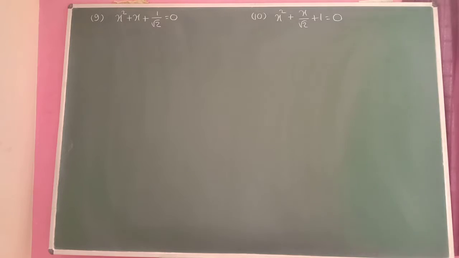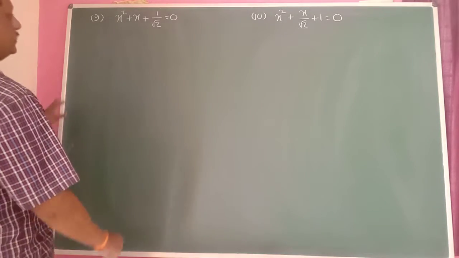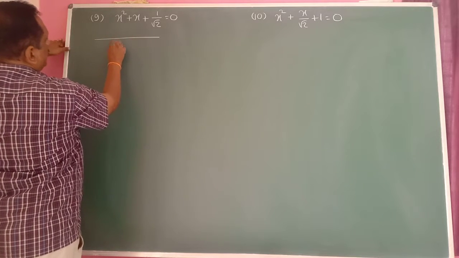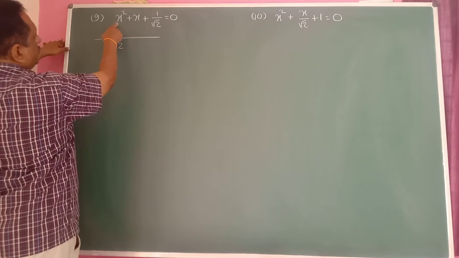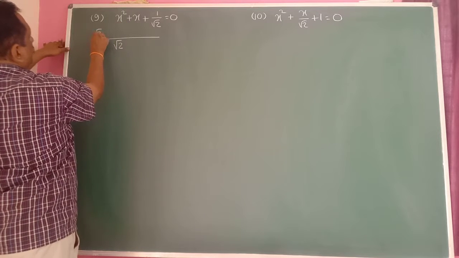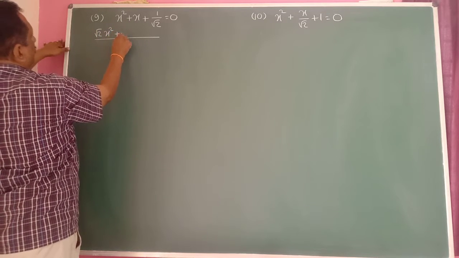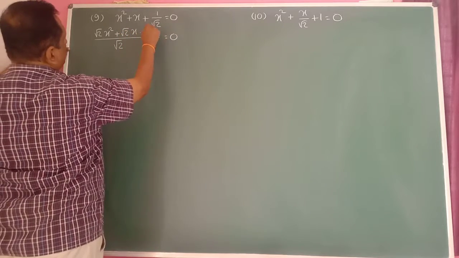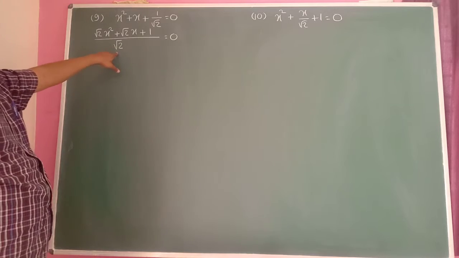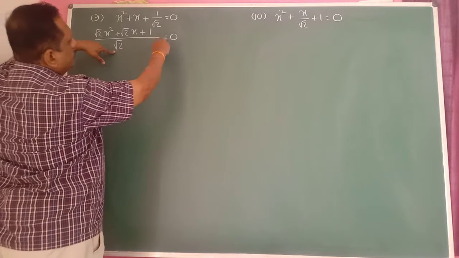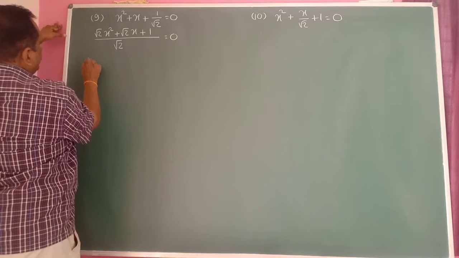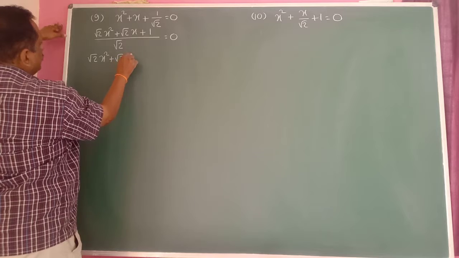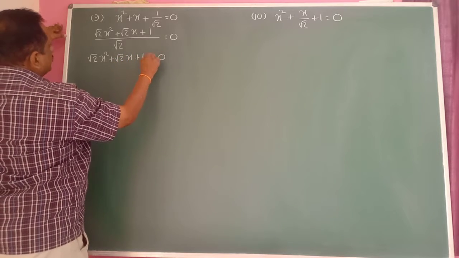So x square plus x plus 1 by root 2 is there. First take the LCM here. So LCM is root of 2. Multiply root 2 here as well as here. So root 2 into x square plus root 2 into x plus 1 is equal to 0. Take this root 2, that's it. Root 2 into 0 becomes 0. Hence root 2 x square plus root 2 into x plus 1 is equal to 0.